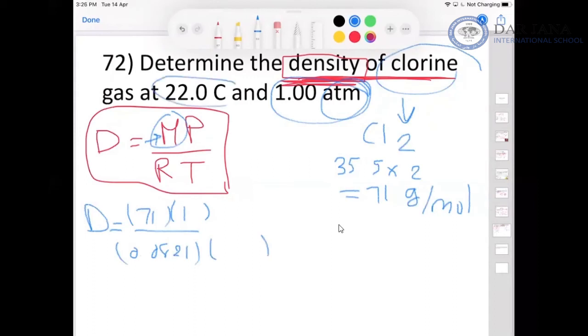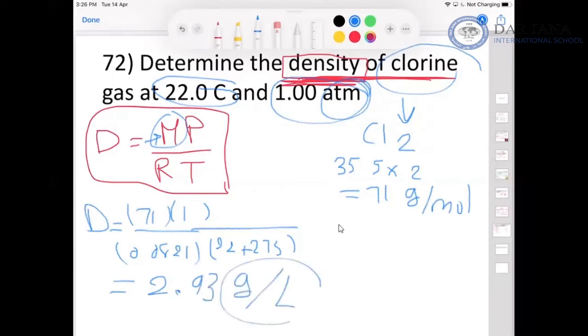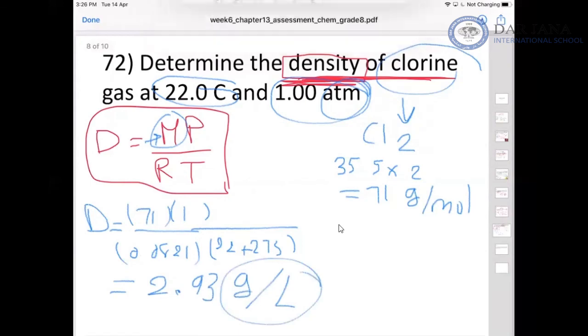So here you have it given in Celsius. You have to convert it. So you add 273. So the temperature here is 22 plus 273. And then you just need to plug in these values in the calculator, and the density is 2.93 gram per liter. This would be the unit of density.